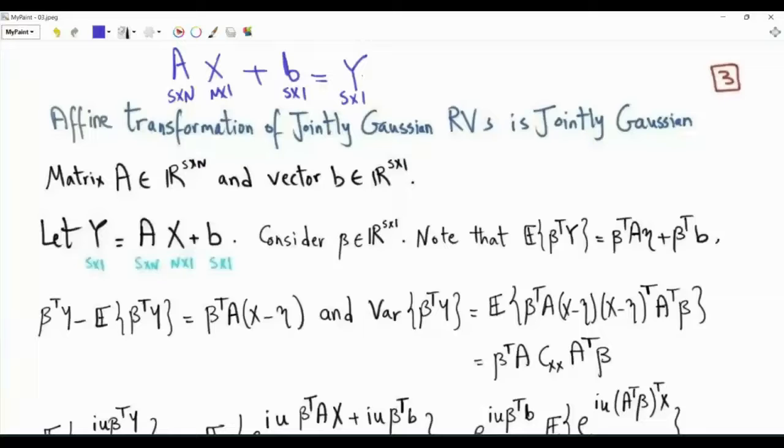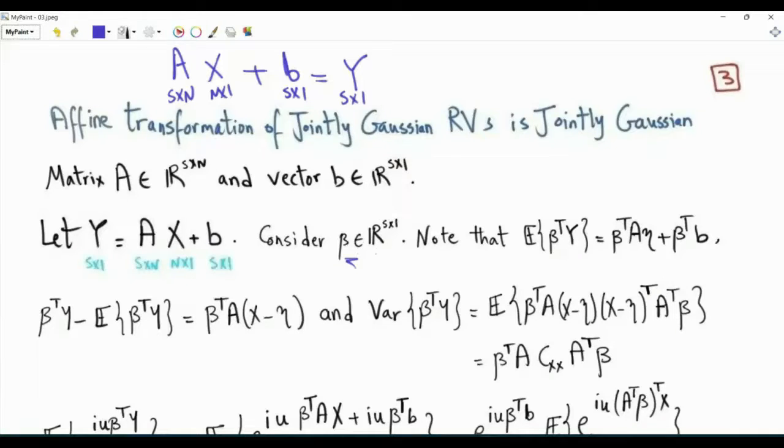How can we prove this? We need to verify that if I take the components of vector y and construct a linear combination, a weighted sum, then no matter what weights I choose, the weighted sum will be a Gaussian random variable. This is the idea. Basically, we will try to verify the definition.